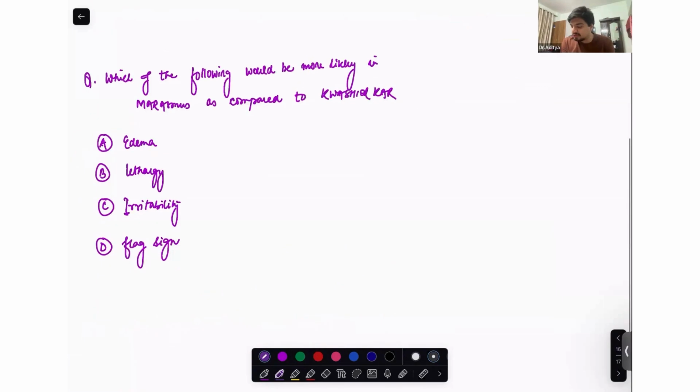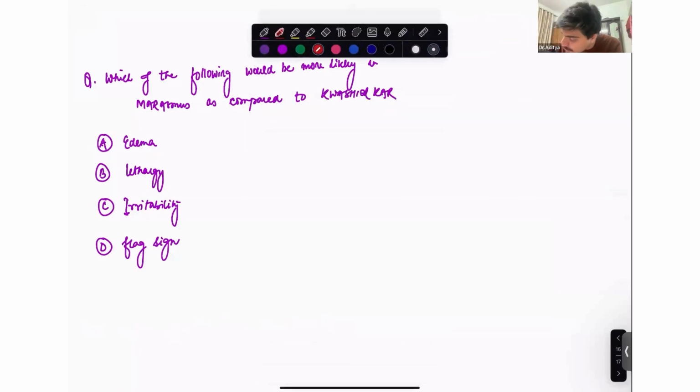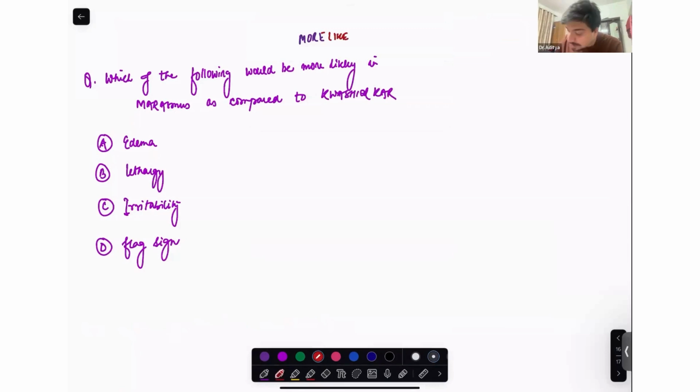Next question, tell me the answer. Which of the following would be more likely in marasmus as compared to Kwashiorkor? Everyone is answering it correctly. The question is asking which is more likely in marasmus. A lot of questions are a little bit of English play. So you have to figure out the sign which is there in marasmus, not in Kwashiorkor.